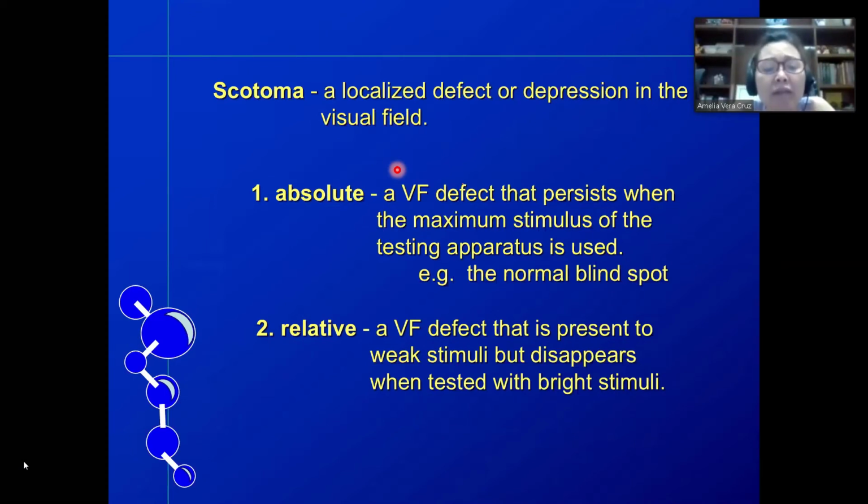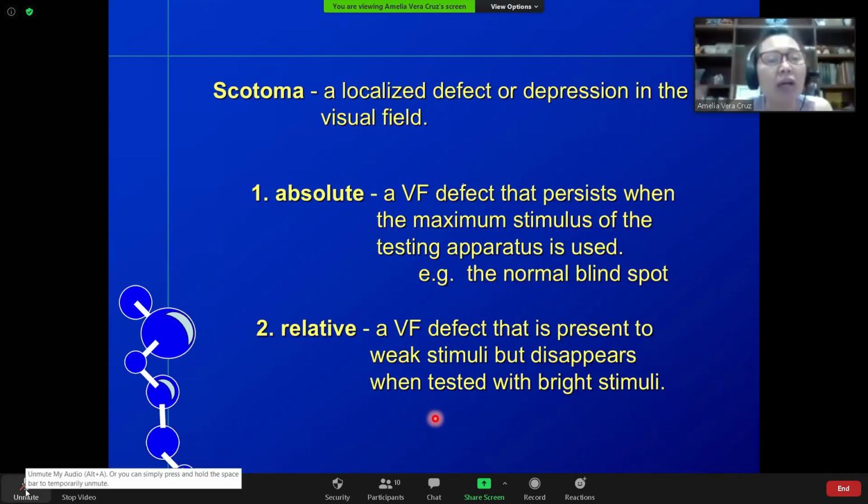Nag-random check yan parati. The relative naman, the relative visual field defect, for example, sa flicker, sa less ang intensity ng light, hindi niya makita. But if you will increase the intensity, makikita na rin ng patient. Yun ang relative. Meaning, these receptors, meron pa siyang function, although weak lang siya. But ang absolute talaga, wala na talaga siyang, wala na talaga. Okay? So, wala nang kanyang receptors dyan.